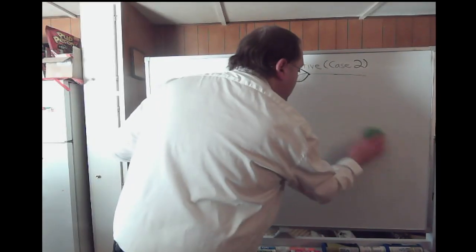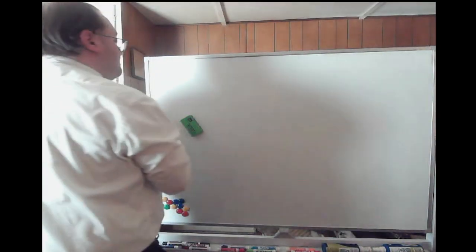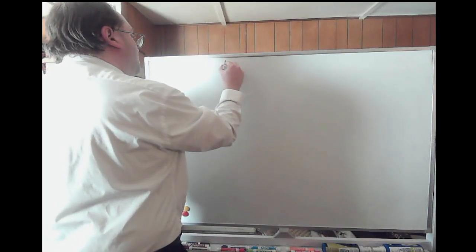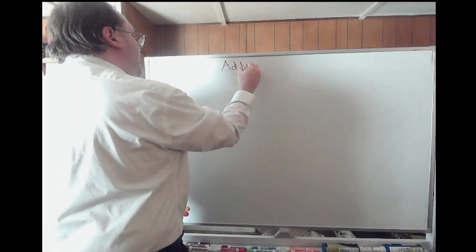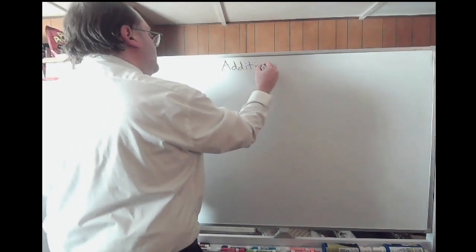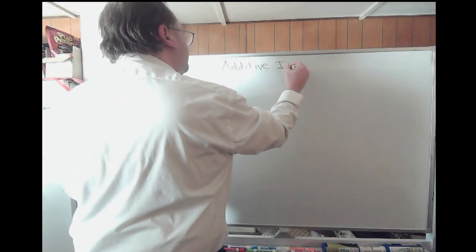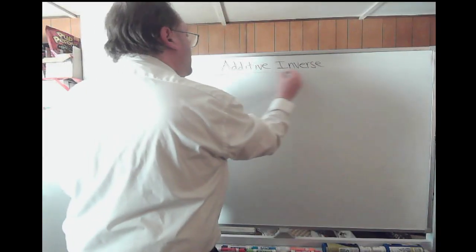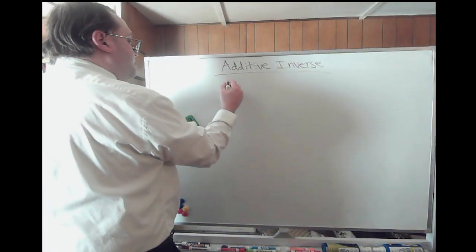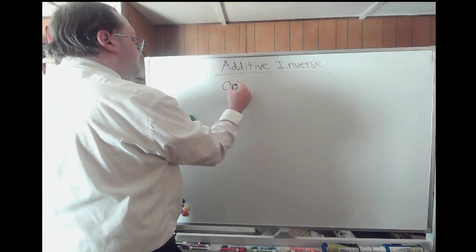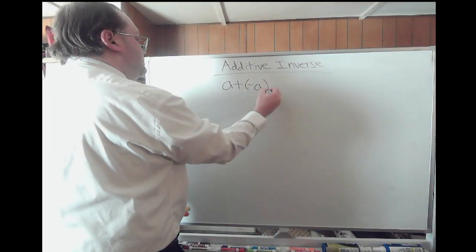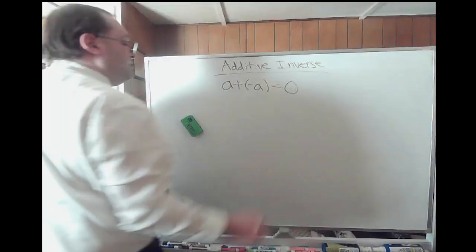Now, a real quick one here. We're going to talk about the additive inverse. The additive inverse property. Whenever you add any number plus its inverse, its opposite, you'll get 0.